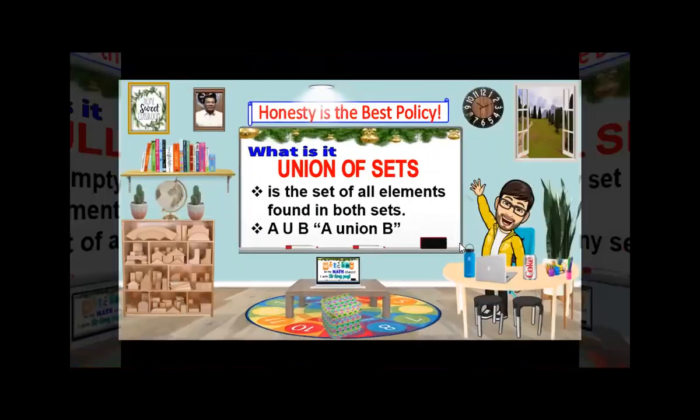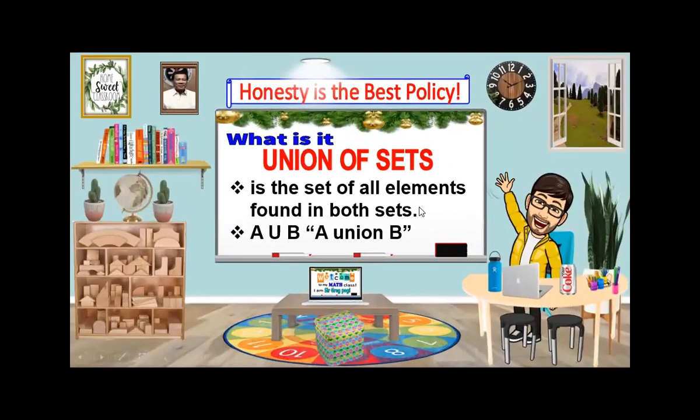Okay? Then, we have the union of sets. When we see union of sets, it is a set of all elements found in both sets. Ibig sabihin, a combination of, diba? Yung ibig sabihin ng union na to, union. A union B, kung paano basahin. Diba? Ito yung symbol natin. Yun po. Yun yung i-combine.